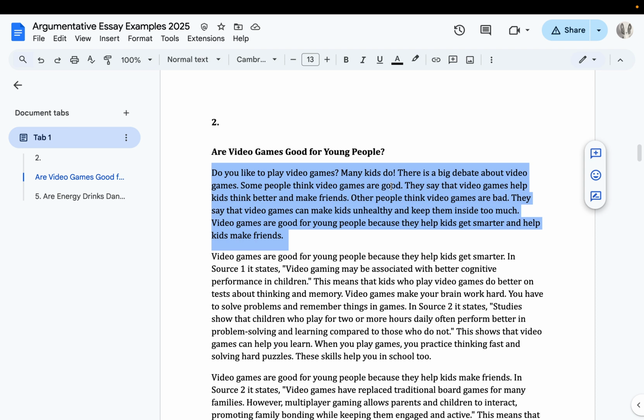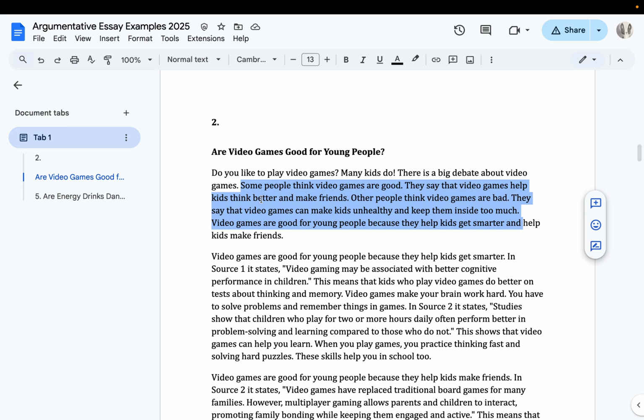There's a big debate. So here they talk about what the debate is, right? There's a big debate about video games. Some people talk about what some people are saying. So you see how this is much simpler, right? Some people think video games are good. They say that video games help kids think better and make friends. Other people think that video games are bad. They say that video games can make kids unhealthy and keep them inside too much. So this is their overview, right? You see how much simpler it is, but it's still fine if you're struggling.